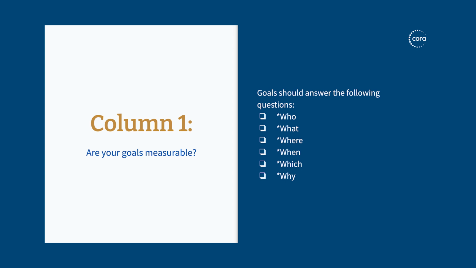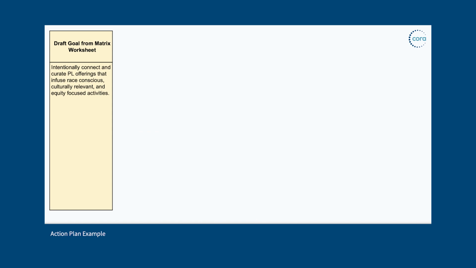So that's column one. Now when we go into this next slide, what we see here is that draft goal from the matrix, right? And so it's: intentionally connect and curate professional learning offerings that infuse race-conscious, culturally relevant, and equity-focused activities. So that's the example of our first goal. Honestly, it does not specifically answer all of those questions, right? So let's continue so that we can build that goal out.